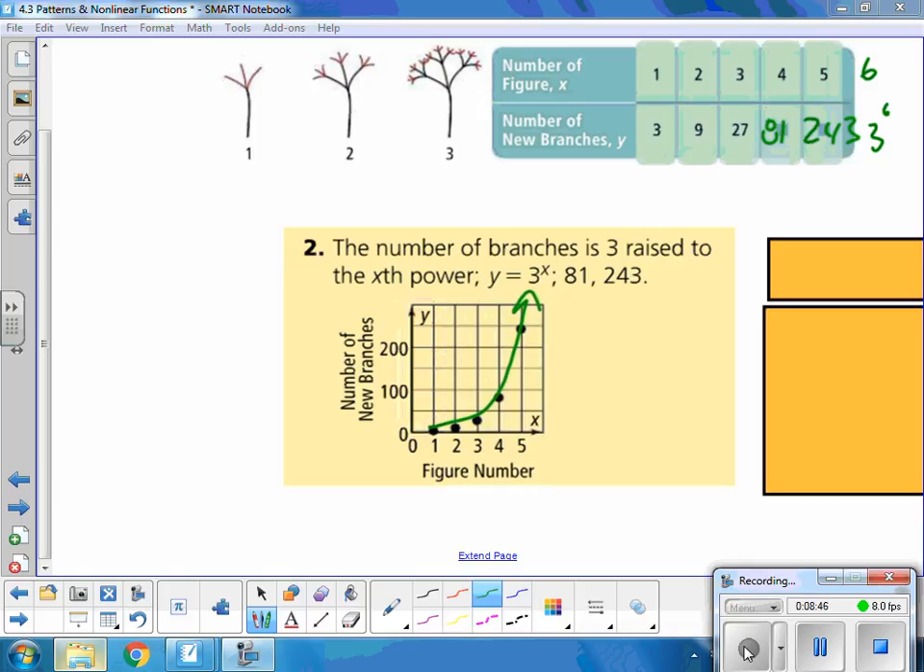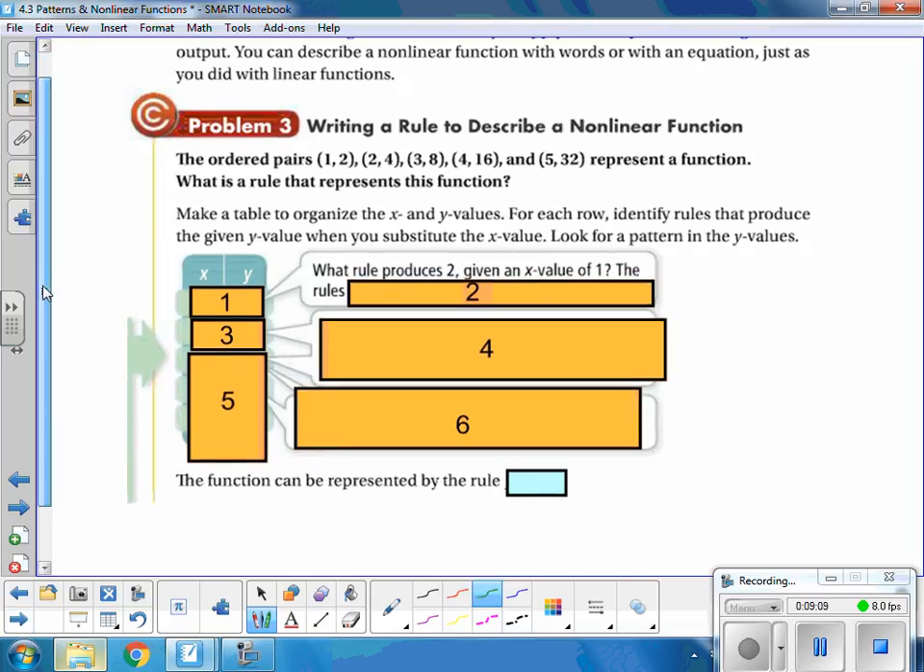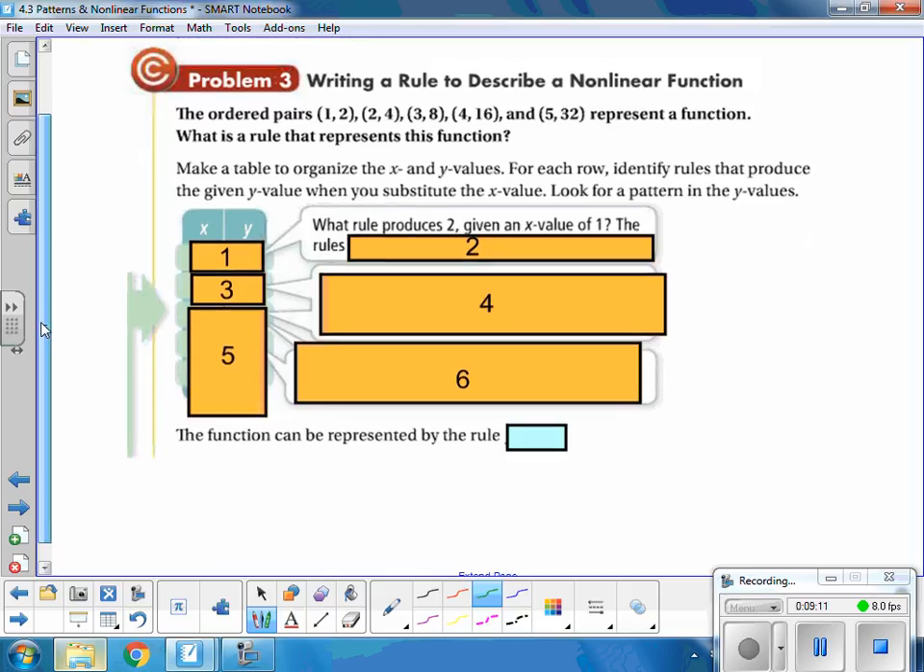Sometimes it is an exponent. Again, not linear. Let's look at one more here. A function can be thought of as a rule that you apply to the input in order to get the output. Okay, that is our input and output function machines. You can describe a nonlinear function with words or with an equation, just as you did with linear functions. So you can do that. So we're going to describe a nonlinear function.